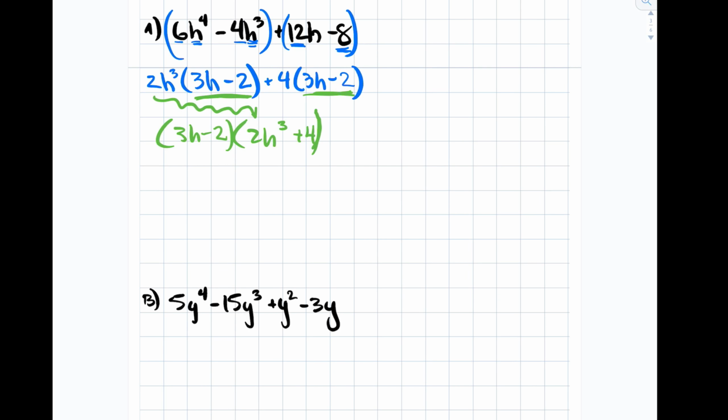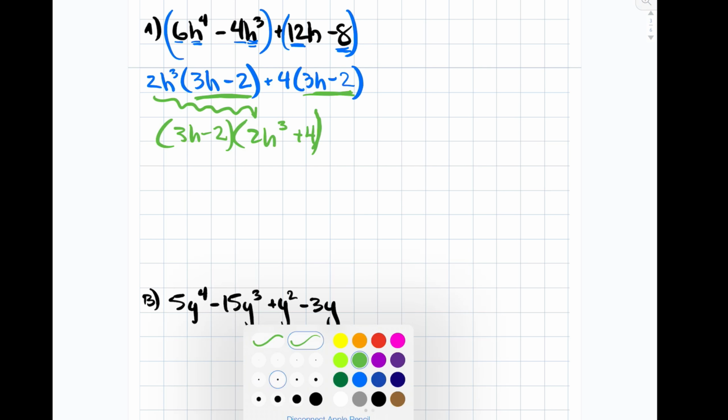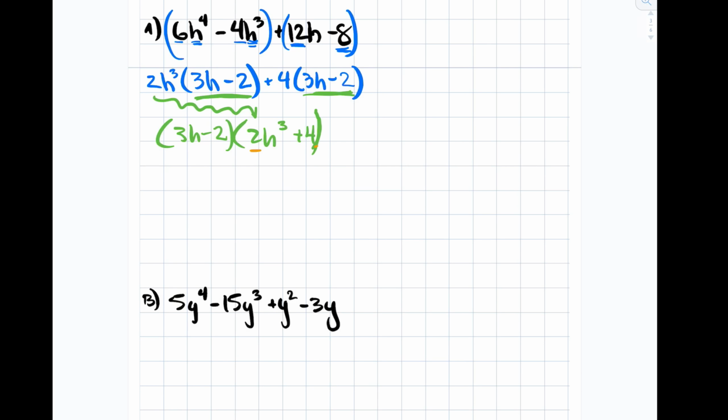Unfortunately, we still have more work. Look at this second parentheses. There's a number that goes into both of those, and that number is a 2. 2 goes into 2, 2 goes into 4. So let's factor that out: 2, 3h minus 2, and this parentheses is going to be h to the third plus 2. Sheesh. Finally done. You may have noticed that I put the 2 all the way in the front.